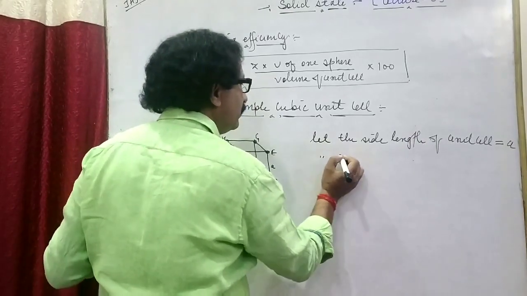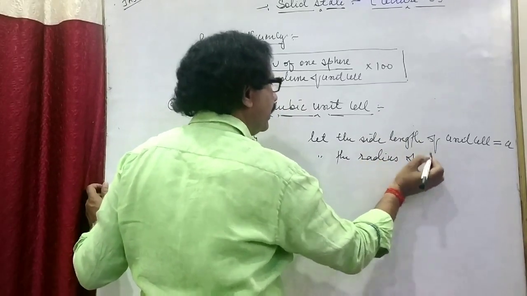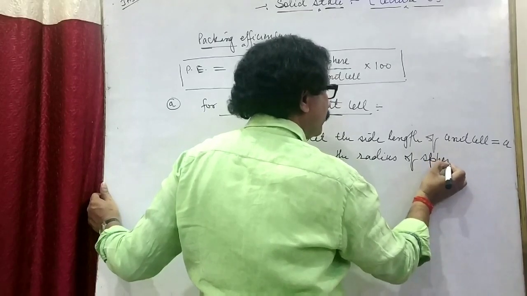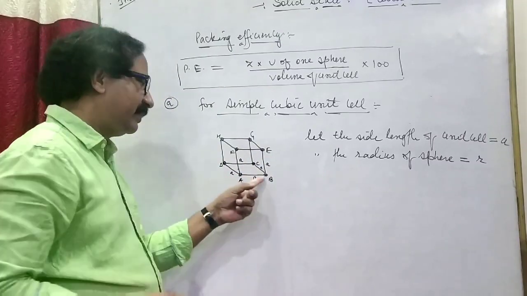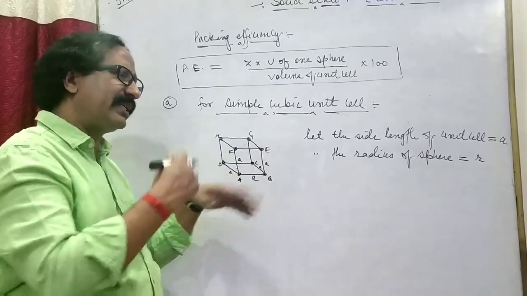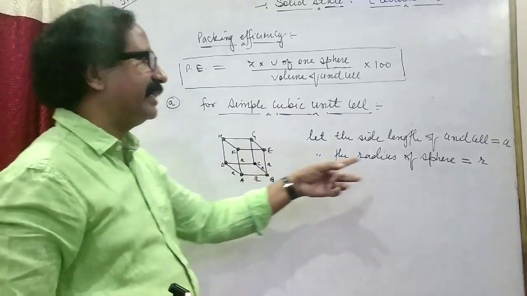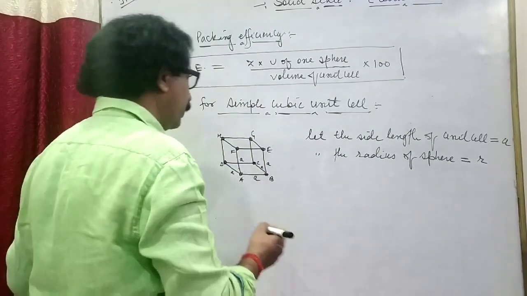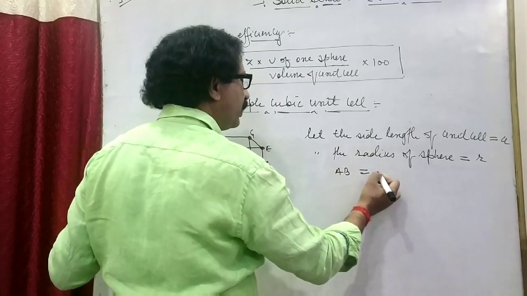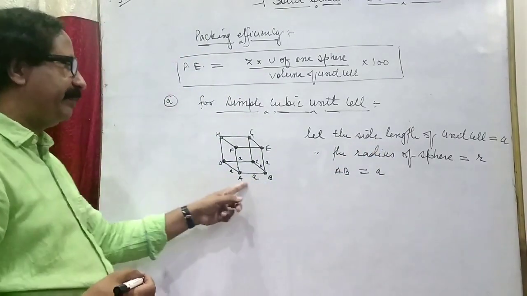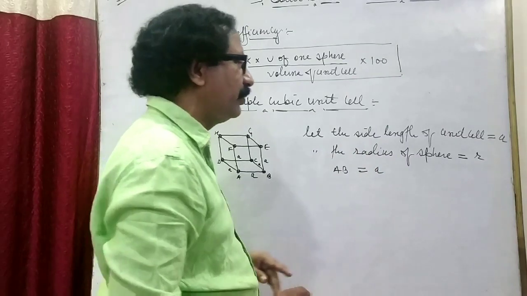And let the radius of sphere be equal to R. Spheres, meaning atoms, since their shape is spherical, are considered to be either points or spheres, and the radius is R. Therefore, according to the figure, AB is equal to A. Because this is the side of a unit cell, its dimension AB must be equal to A.